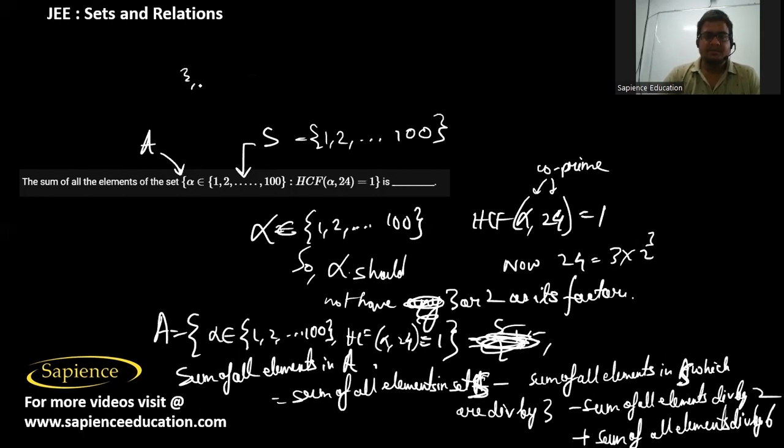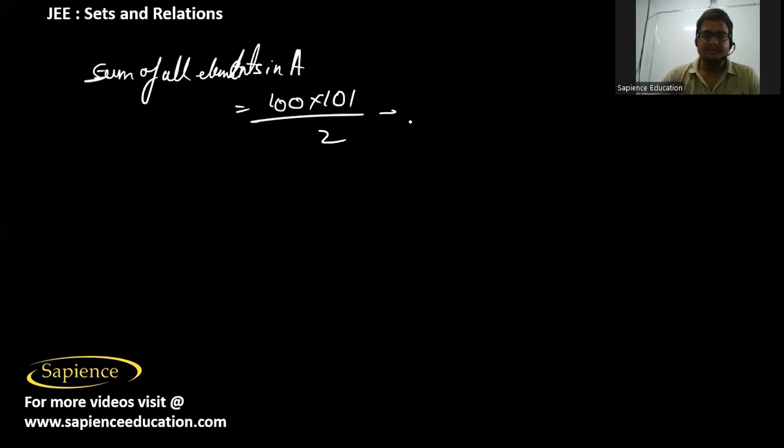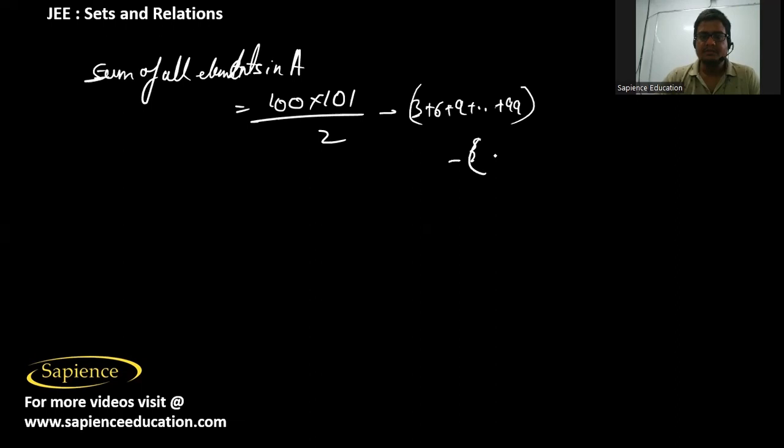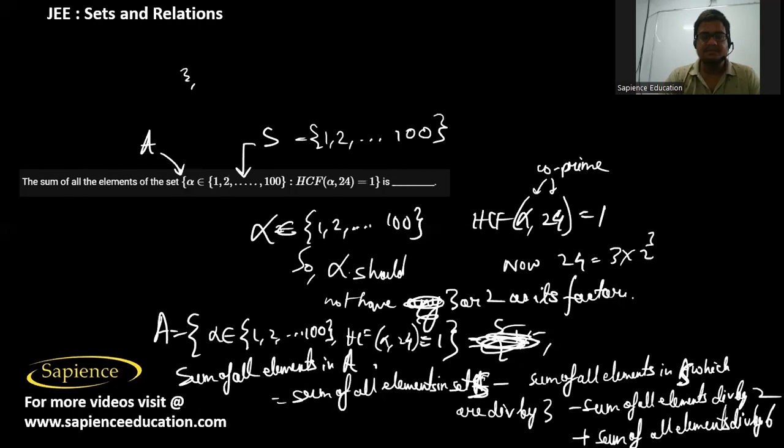So that is 3 plus 6 plus 9 plus till 99. Minus those which are divisible by 2, which are 2 plus 4 plus 6 plus till 100, plus those which are divisible by 6.